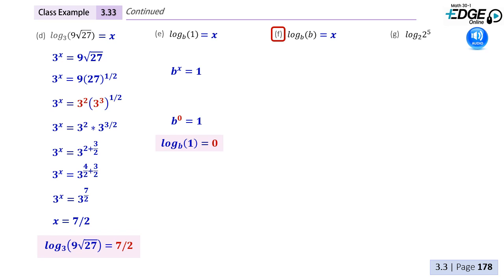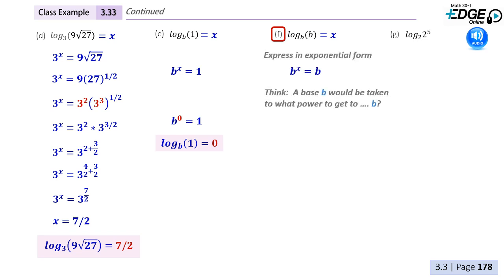Part F is another conceptual question. What exponent will be written on b to generate an output of b? Here, the answer must be 1.